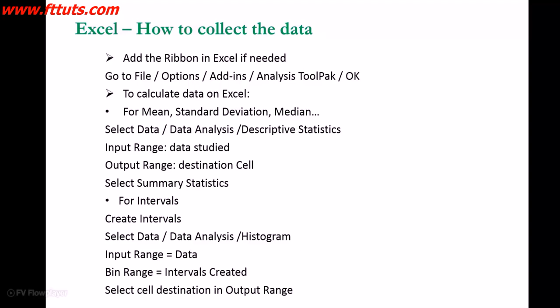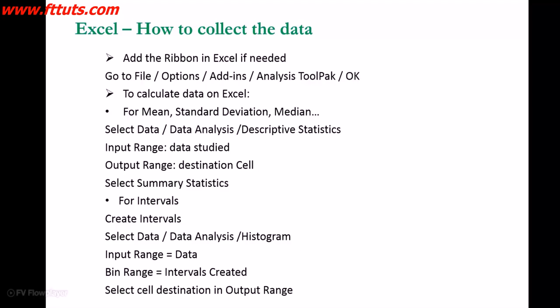Quickly looking at how to calculate those data on Excel. First, if you don't have the ribbon, you need to add it on your Excel if needed. So you need to go to File, Options, Add-ins, Analysis ToolPak, OK. The first thing, how to calculate data on Excel. That will be for the mean, standard deviation, and median. Here you need to select the data, Data Analysis, Descriptive Statistics.